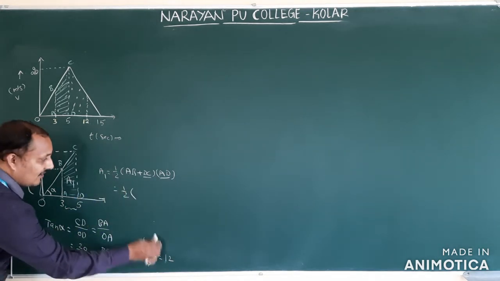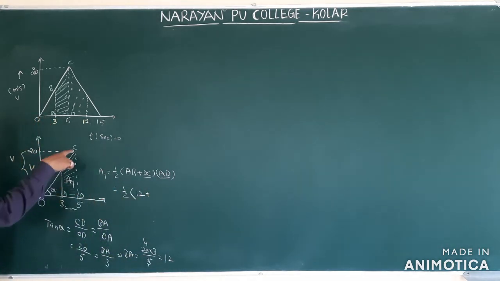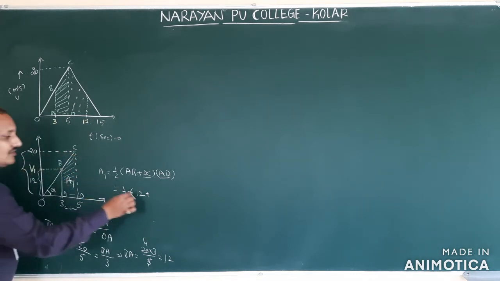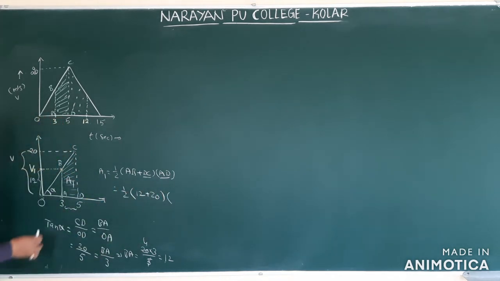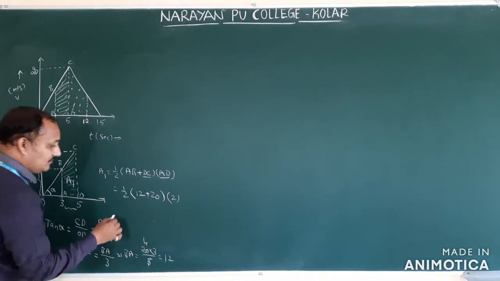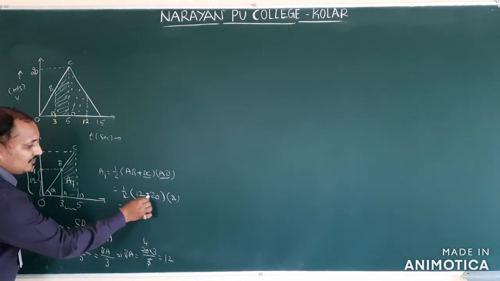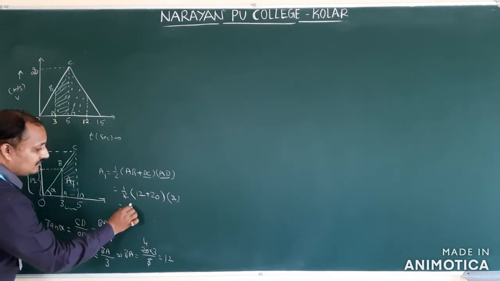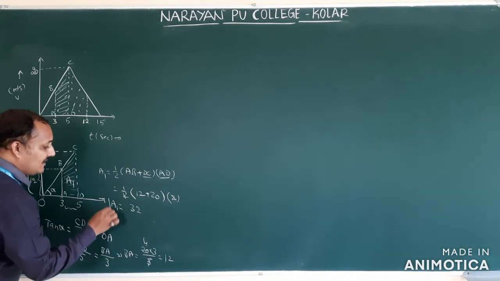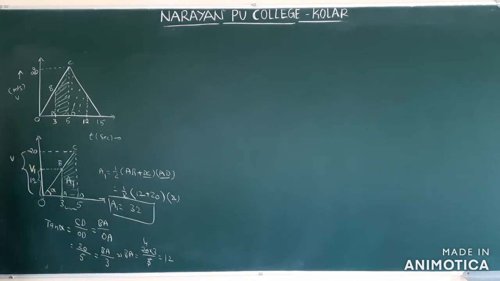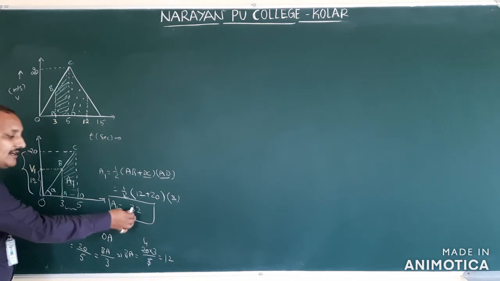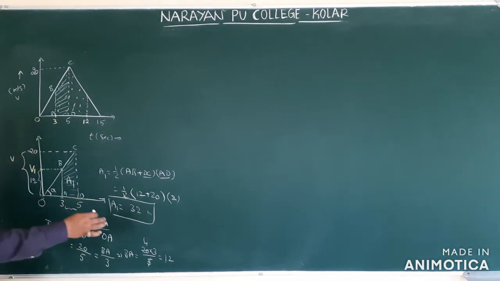AB value how much we got now? 12 plus DC. DC already we came to know, that is nothing but 20. AD, what is AD? A to D. This is 5, this is 3. Then 5 minus 3, 2. 2 will be cancelled. 12 plus 20. How much? 2 plus 0, 2. 1 plus 2, 3. So A1 is equal to 30. Units we will write at the end, because we are finding area under velocity time. Area under velocity time gives displacement. If you want to write it, it means A under C. We will write at the end.